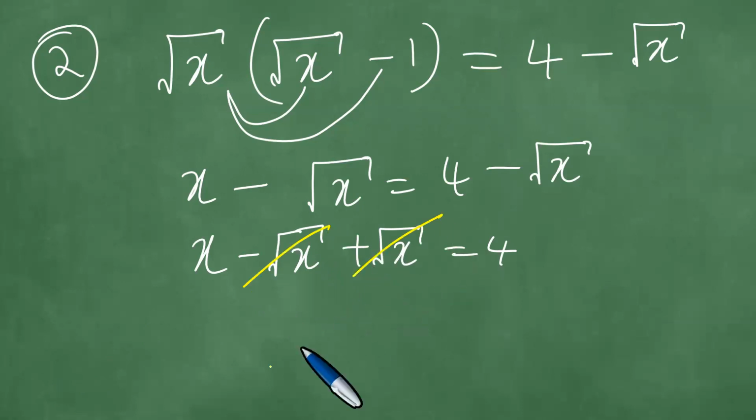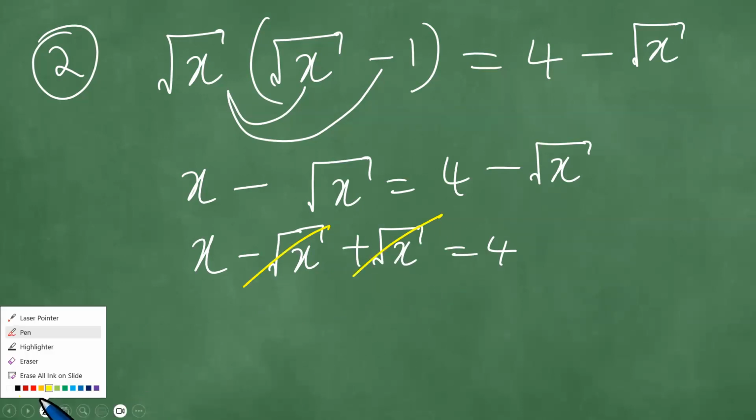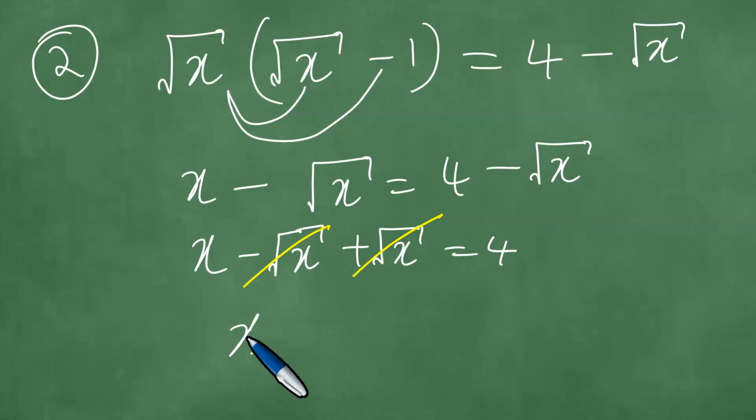And therefore, these two cancel out. So that x is what? So that x is 4. x is 4. Is x equals 4 the solution to this? Let us check.